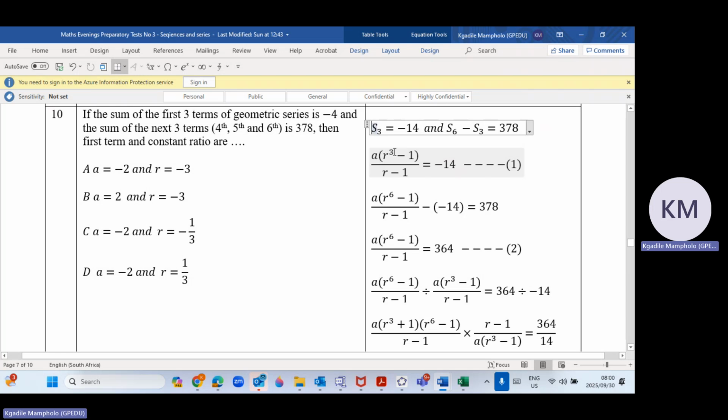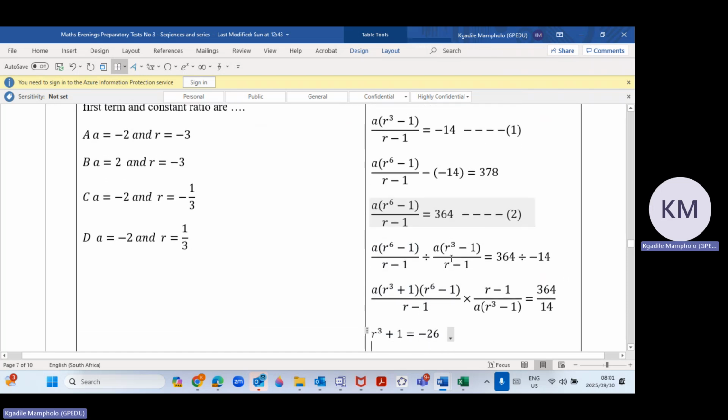Then you make the first term a. The second term, we say it as we did with arithmetic. If I say the sum of the next three terms, then you say the sum of all six terms minus the sum of the first three terms. So that is why we say the sum of the first six terms minus the sum of the first three terms, which is minus 14. Then you get the answer here, 364.